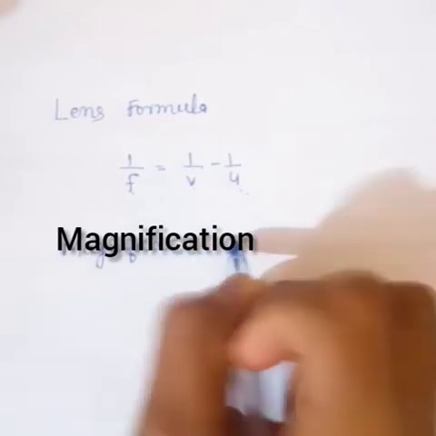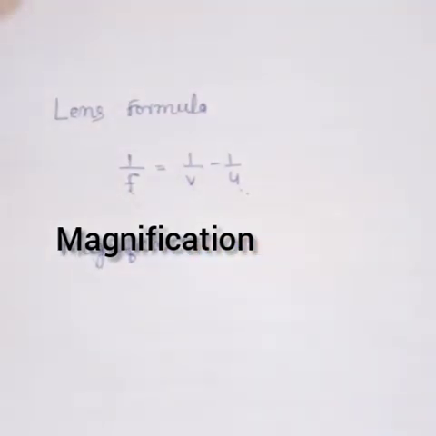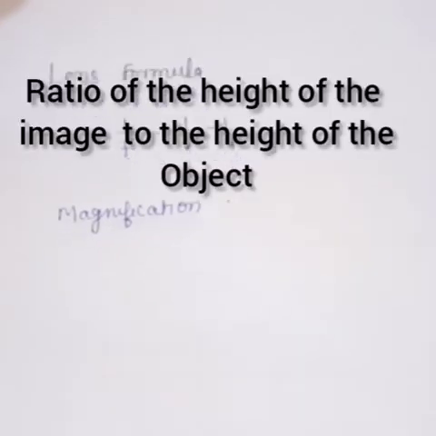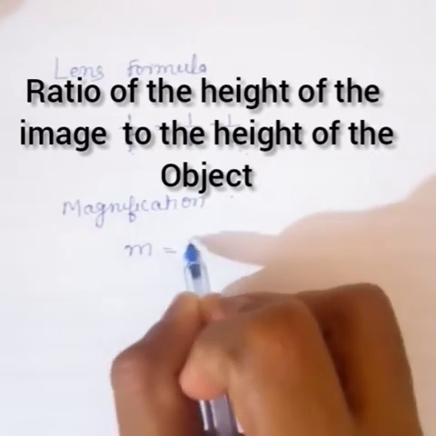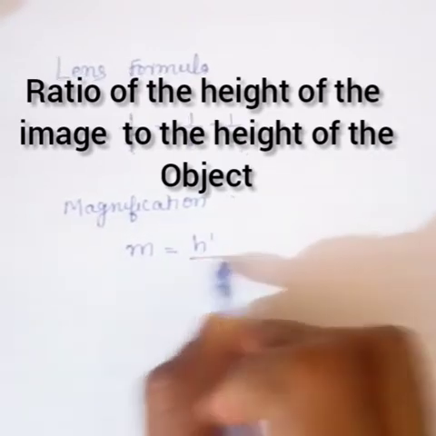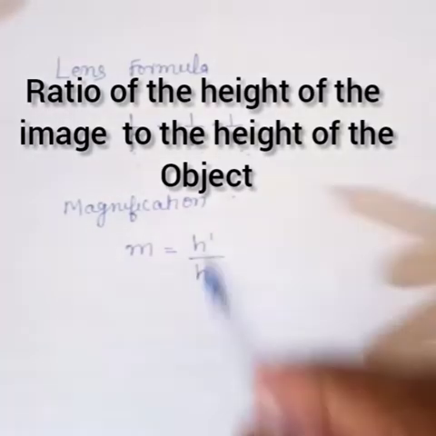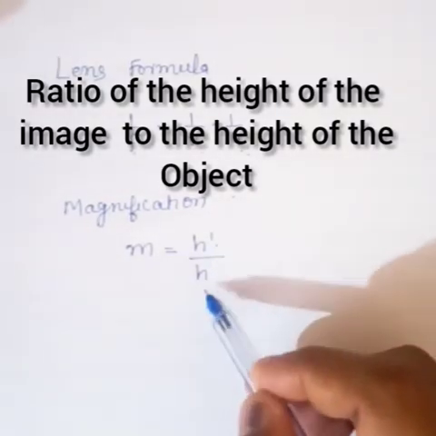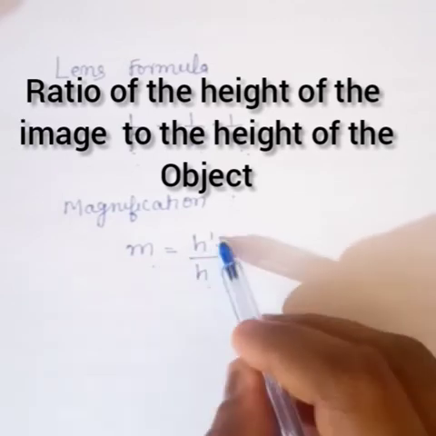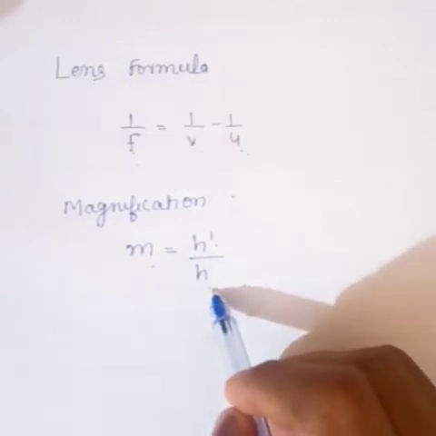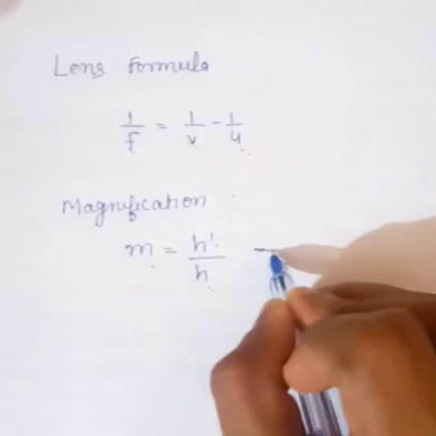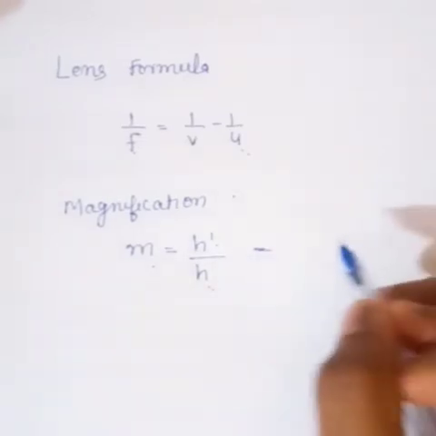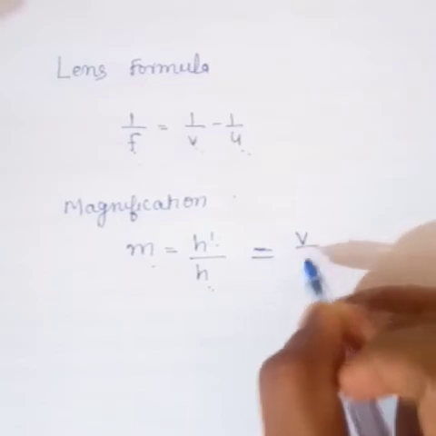And the next one is magnification. The magnification produced by a lens, similar to that of spherical mirrors, is defined as the ratio of the height of the image to the height of the object. The height of the image is denoted by h' and the height of the object is h, so magnification m = h'/h. Magnification produced by a lens is also related to the object distance u and the image distance v. This relation is given as m = v/u.